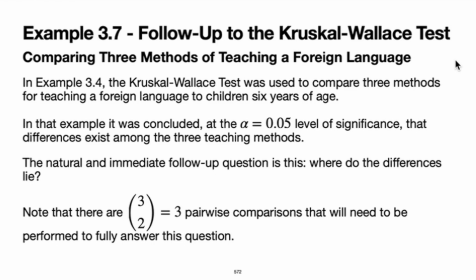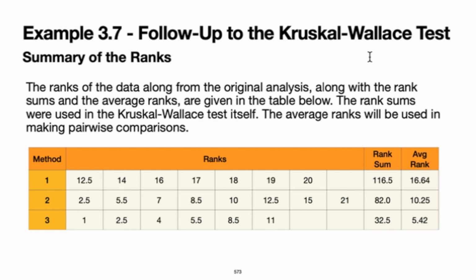In that example, it was concluded at the 0.05 level of significance that differences do exist among the 3 teaching methods in terms of their effectiveness. A natural and immediate follow-up question is this: if the populations are different, where do the differences lie? Which populations are different from each other? In the original Kruskal-Wallis test, we compared 3 methods or 3 populations. And so to perform a complete analysis and answer all of these questions, we'll have to do 3 choose 2, or 3 pairwise comparisons.